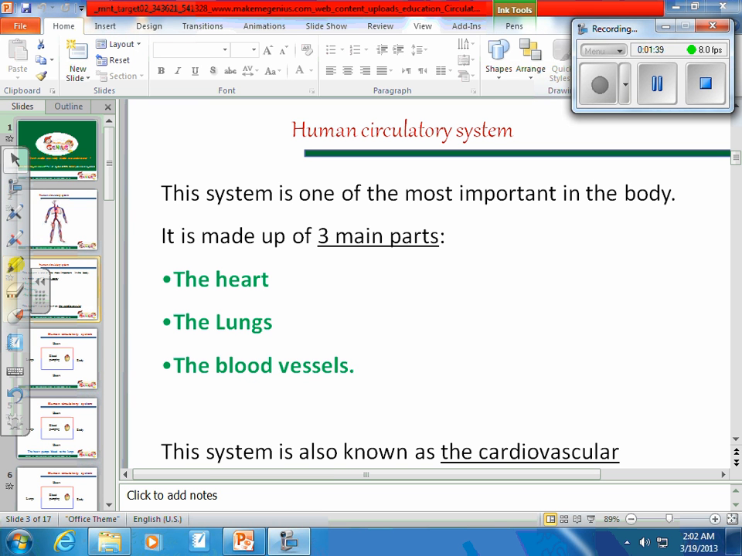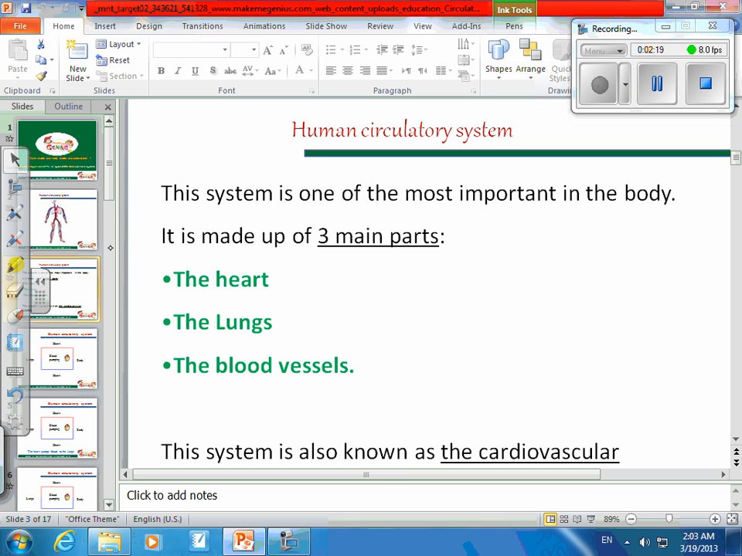What's the meaning of vessels here? Channels, canals, tubes in which blood moves in it. Excellent. So the definition of blood vessels: they are channels, canals, tubes in which the blood moves in.